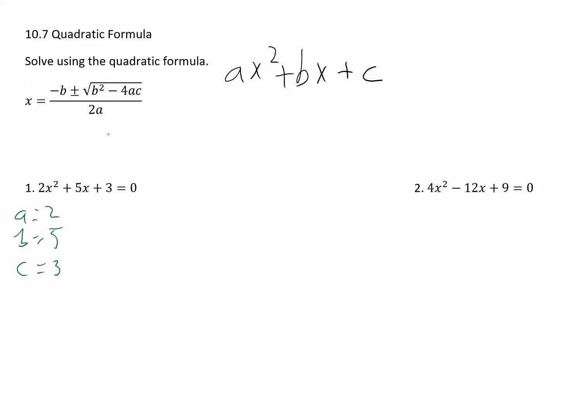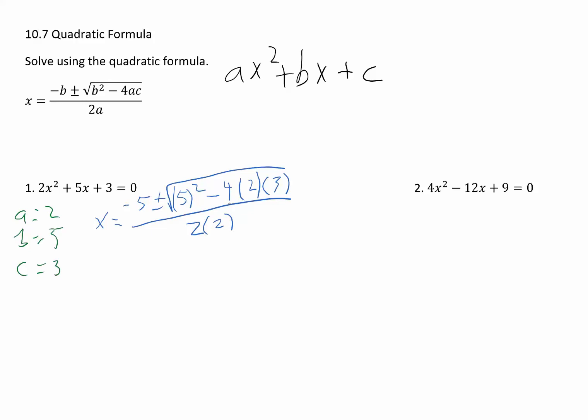All right, so now into this equation here, x equals negative b plus or minus the square root of b squared minus 4ac all over 2a, I'm going to plug a, b, and c into that equation. So I get x equals negative b, so negative 5 plus or minus the square root of b squared. So we're going to say 5, I'm going to put in parentheses, squared, minus 4 times a, which is 2, times c, which is 3, all over 2 times 2.